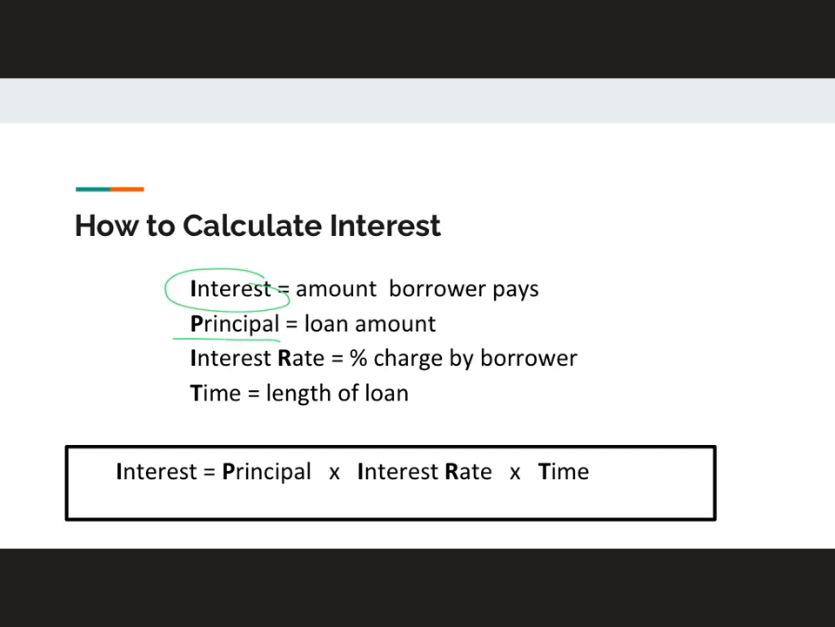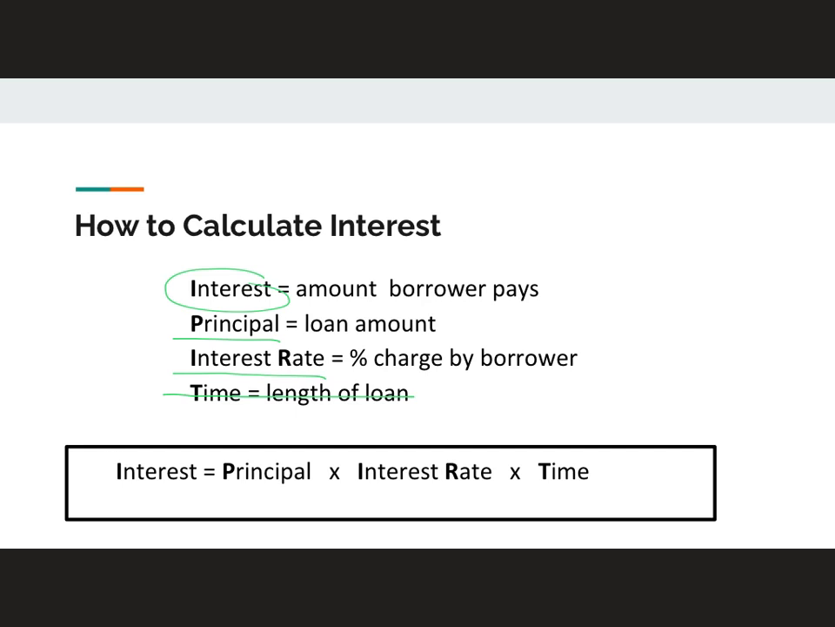We need to know the principal, or the original loan amount, the number of dollars that were borrowed. We also need to know the interest rate. That's usually expressed as a percentage. And like I said before, we need to know the time, but for our purposes, we're just going to do it for 1 year, and that essentially eliminates that from the calculation.